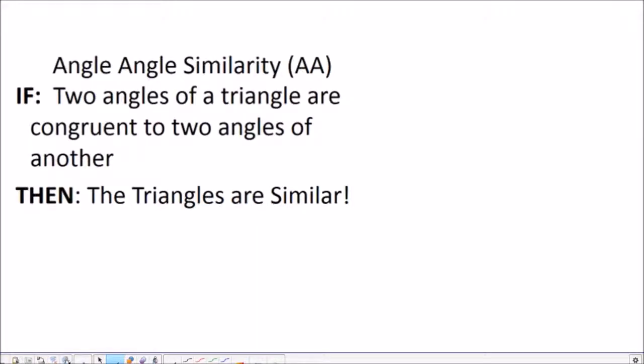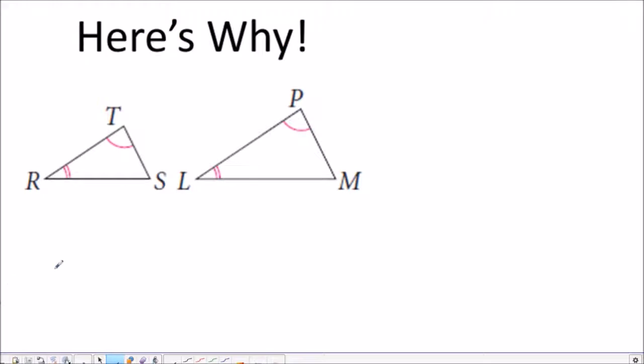Okay, and here it is. All it says is if we know that 2 angles of a triangle are congruent to 2 angles of another triangle, then we can guarantee those triangles are similar. So if we can demonstrate that 2 angles are congruent to 2 corresponding angles, that's enough. Let's look at a visual and see what that does.